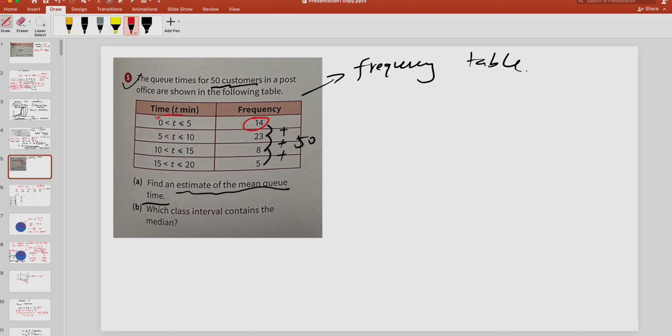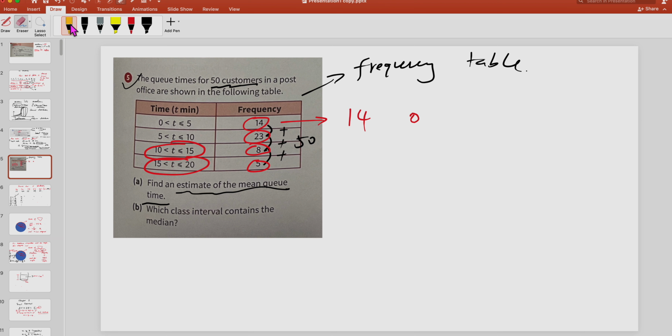14 wait between this 0 to 5, 23 wait between this, 8 wait between this, 5 wait between this. But you don't know the exact time and which people exactly. So 14 of them are from 0 to 5. To be more extreme, let's say I take the lower side, they can wait 0 minutes.